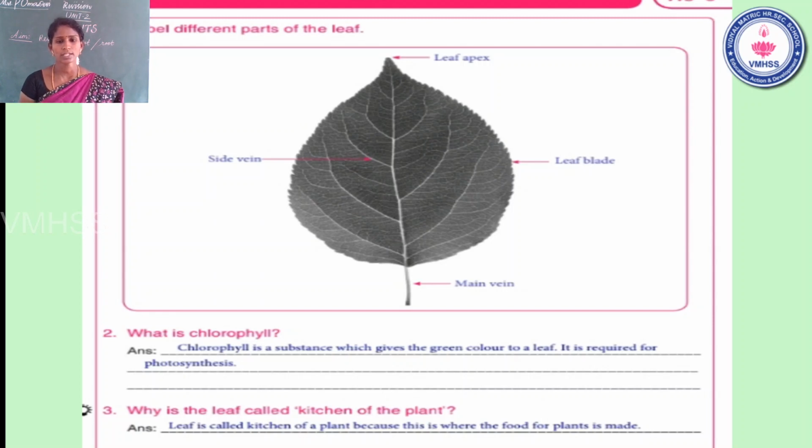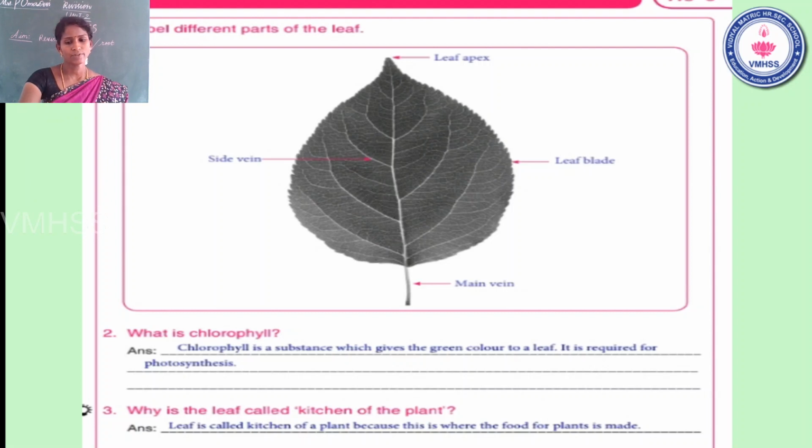Come to the third question. Why is the leaf called the kitchen of a plant? What's the answer? Very good. The leaf is called the kitchen of a plant because this is where the food for plants is made. So the leaf is a very important part because it makes their own food.